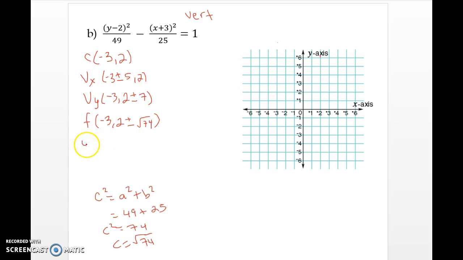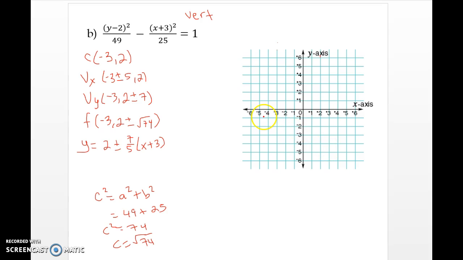And the equations for the asymptotes, y equals k plus or minus, because it's vertical, it's a over b now. Your a is 7, your b is 5. And then x minus h. So here's all of our stuff. I'm going to go ahead and graph.